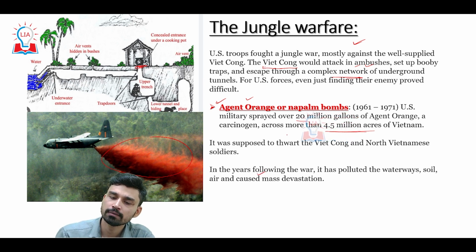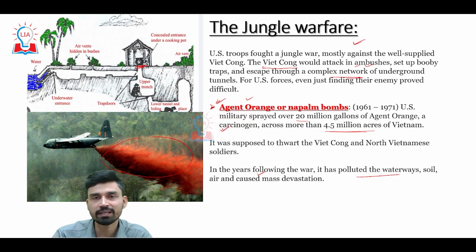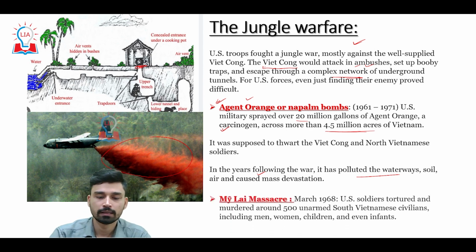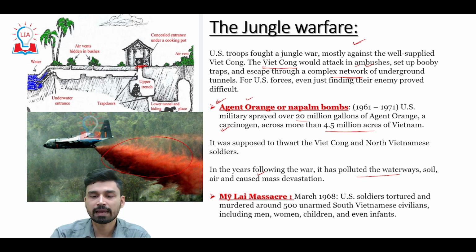However, the effect of Agent Orange was not limited only to the clearing of forest. The effect was seen even at a later time because of the carcinogenic nature of Agent Orange. It polluted the waterways, soil, and air, caused mass devastation, and also caused a lot of disabilities and deformities among the children that were born in this area. Thus, the next important development that happened is called the My Lai massacre.